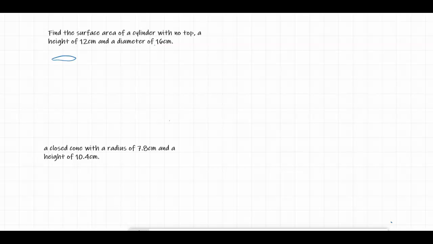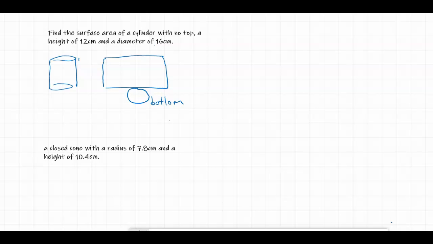This is my best attempt here on the tablet, so bear with me. We're trying to draw a tin can, but it's got no top. So in effect, if I cut this open, it would be a rectangle with a circle for the base. So this is the bottom of the tin can, and this is the side.